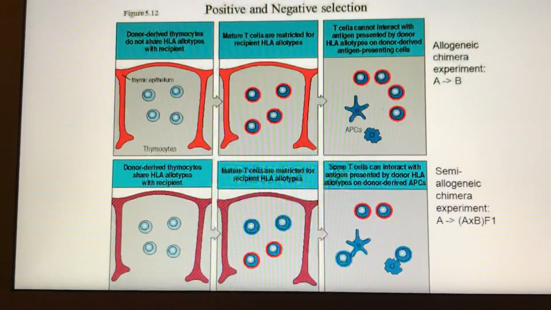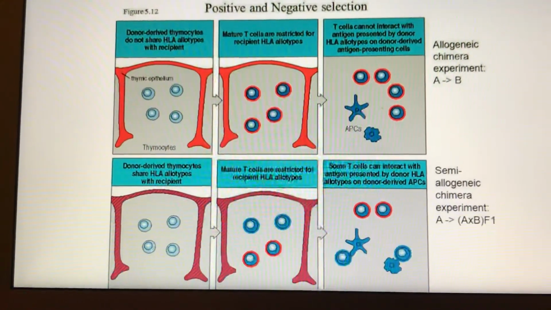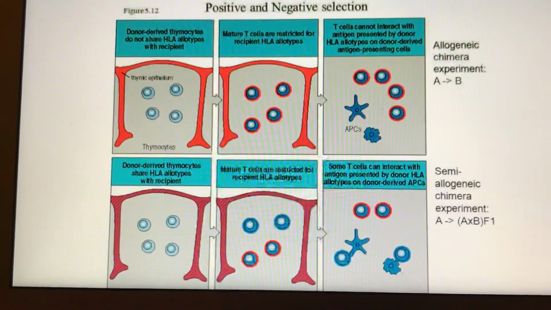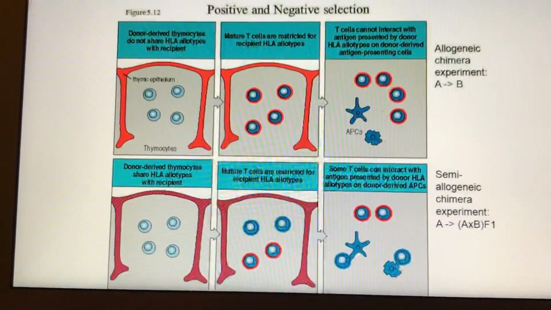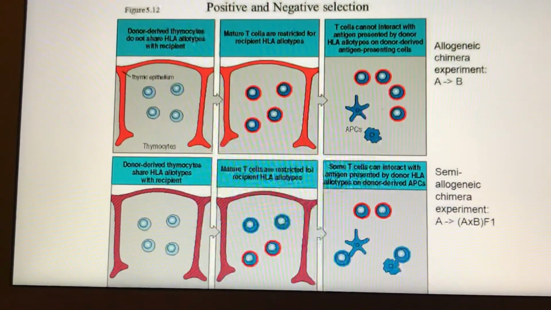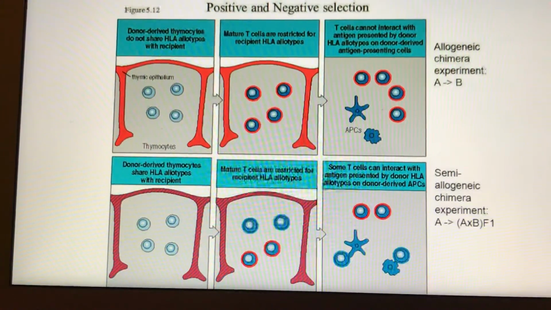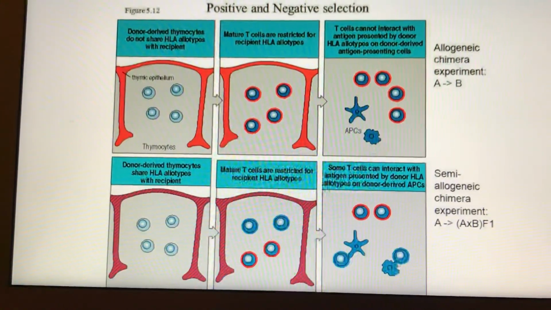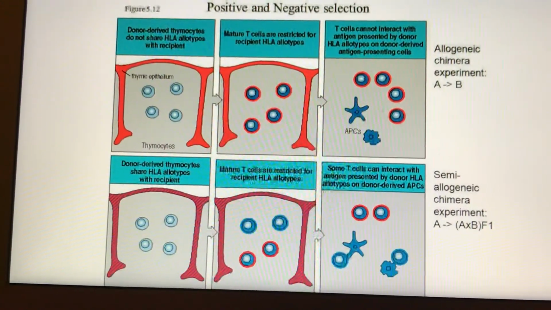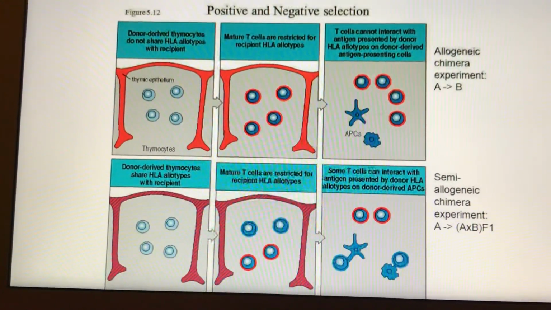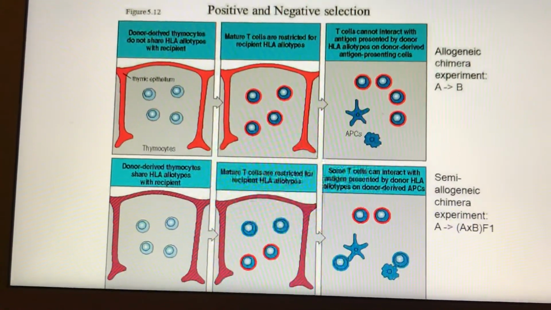It will have a double positive thymocyte. So with this being, it means the interaction with self and MHC on thymal and epithelial cells. If they do not interact with each other, they will be killed off.